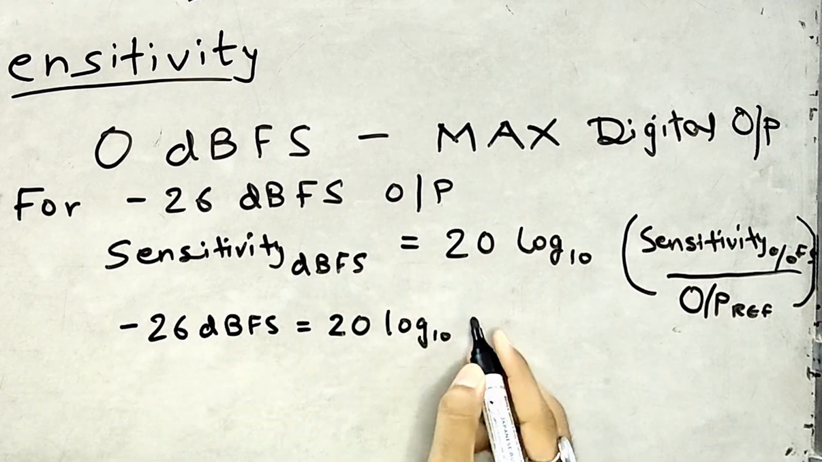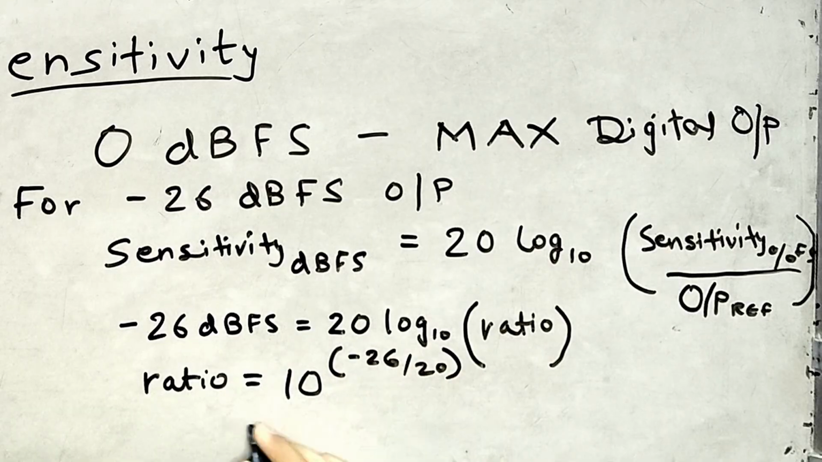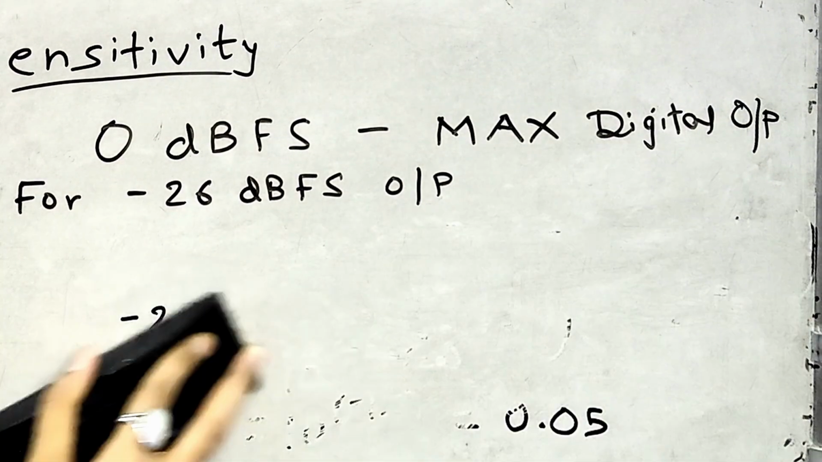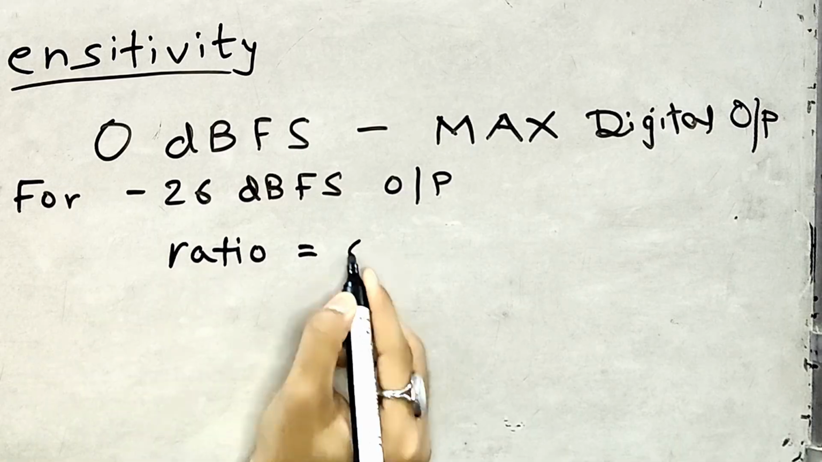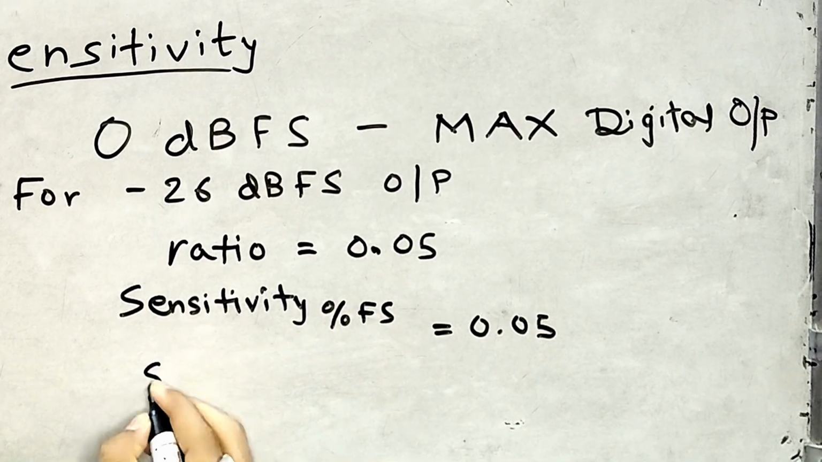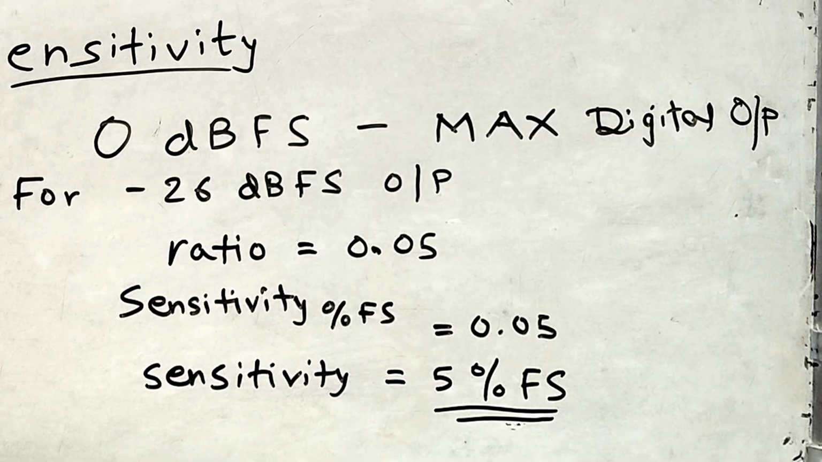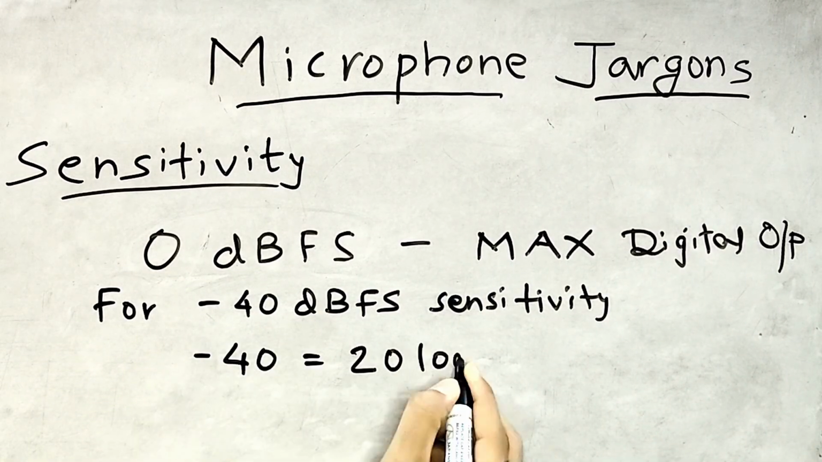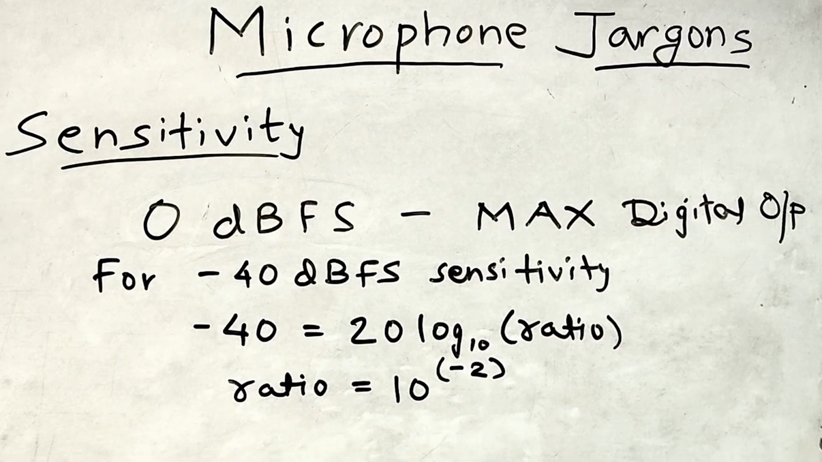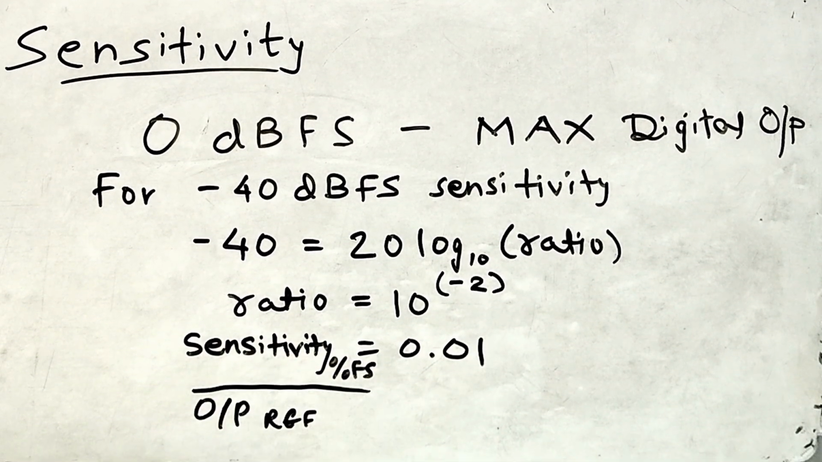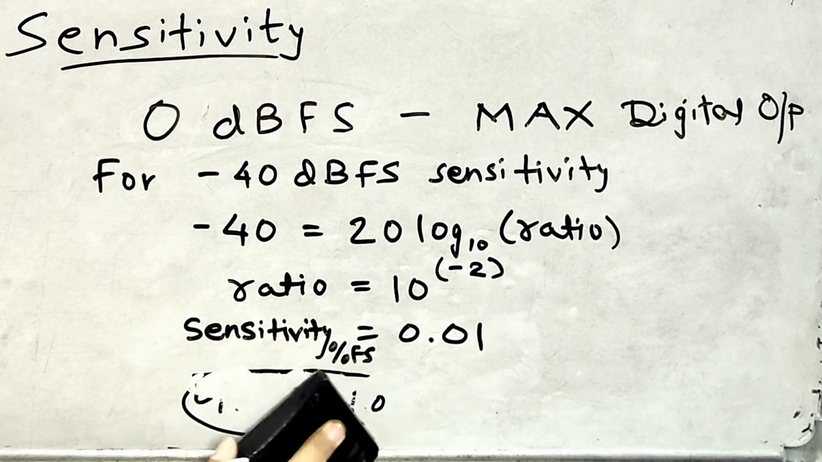Let's take an example. For a minus 26 dBFS digital sensitivity output and putting it in the equation, we get the microphone output to be 5% of maximum digital amplitude. So a digital microphone with minus 26 dBFS sensitivity is more sensitive than one with minus 40 dBFS. Even though the numbers look opposite, remember, sensitivity is a negative value. The lower the number, the more output the microphone produces.